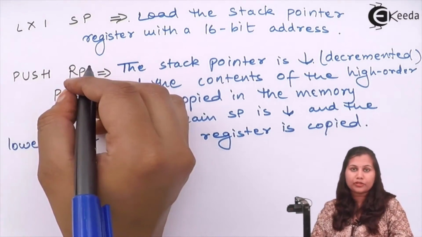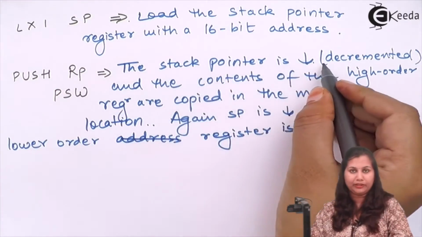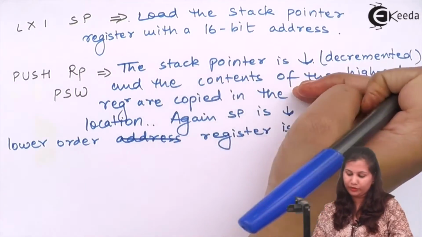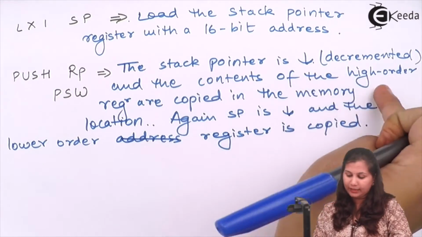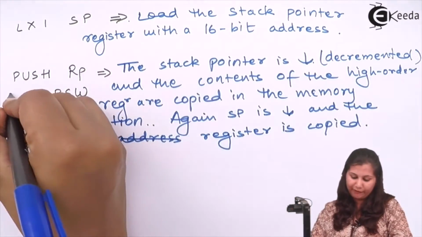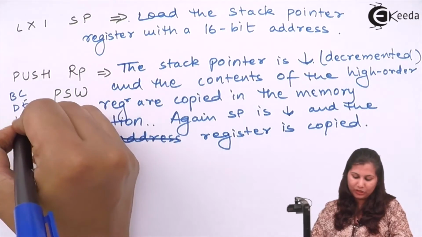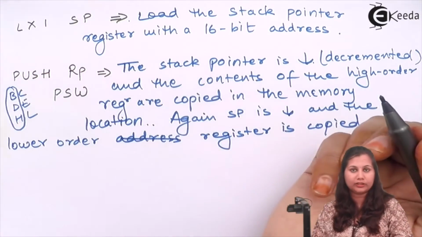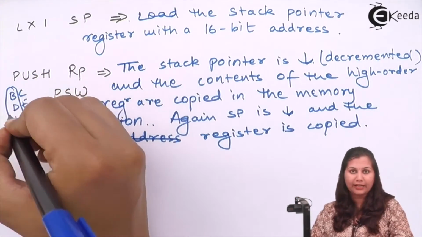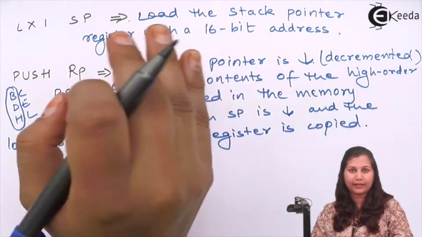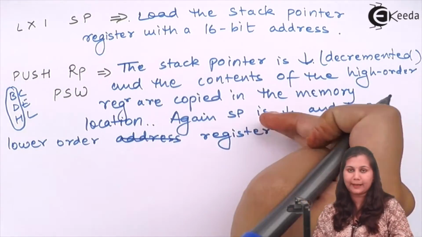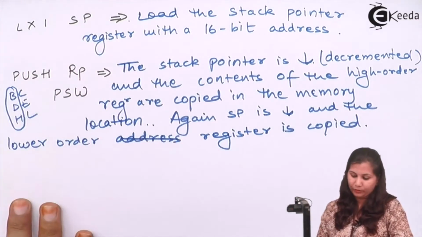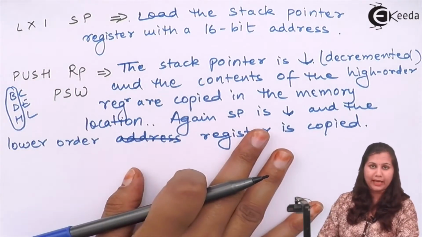In this push instruction, the stack pointer is first decremented because it is being initialized at the 16-bit address. So it will be decremented once. Then the contents of the higher order register, we have B, C, D, E, H, L. These are the register pairs. B, D and H are the higher order registers. So the contents of the higher order register are stored at that memory location. Again, the stack pointer is decremented and the lower order register is copied. In this way the register pair can be stored.